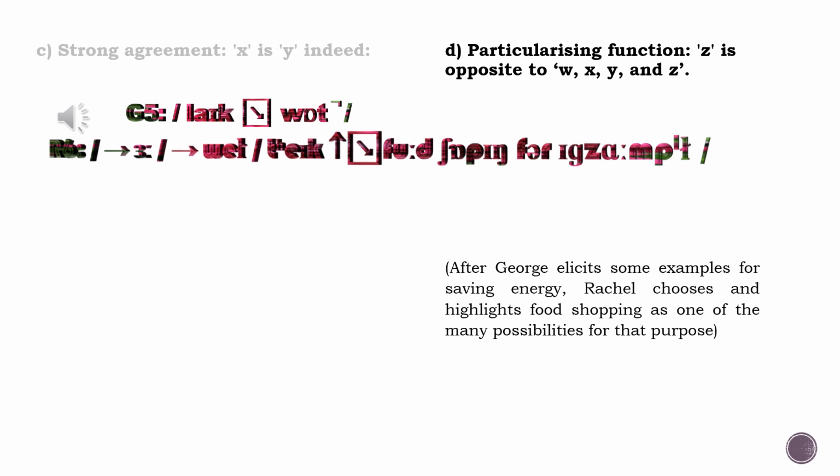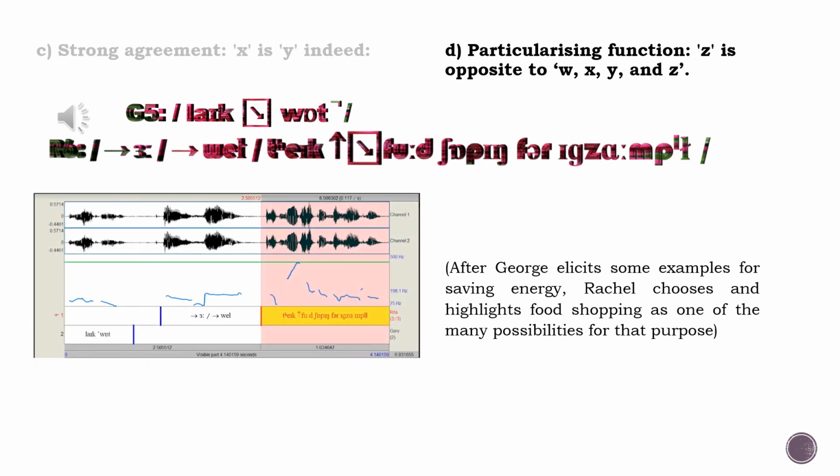So the idea here is that they were discussing ecological issues, and in this particular case, George thought that Rachel was being too general. So Rachel later on chooses one particular topic that she highlights. And how does she do that? Remember, by raising the pitch level in her tone unit.